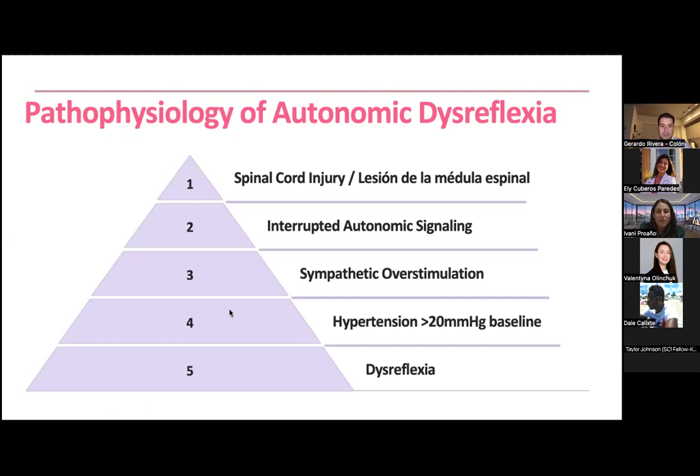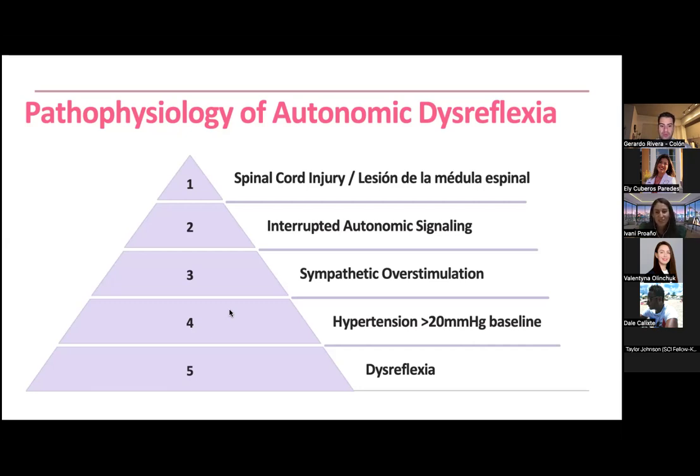And we have essentially an interrupted communication between the parasympathetic and the sympathetic systems. This autonomic signaling just can't get through. So in return, you get this overstimulation from the sympathetic nervous system, and this mostly leads to an elevated blood pressure. We have to keep in mind that this is about 20 millimeters of mercury above the patient's baseline blood pressure. Not everybody's blood pressure is the same. Someone's baseline might be completely different from someone else's. So everything is based on the patient, and it's important to know their vitals.